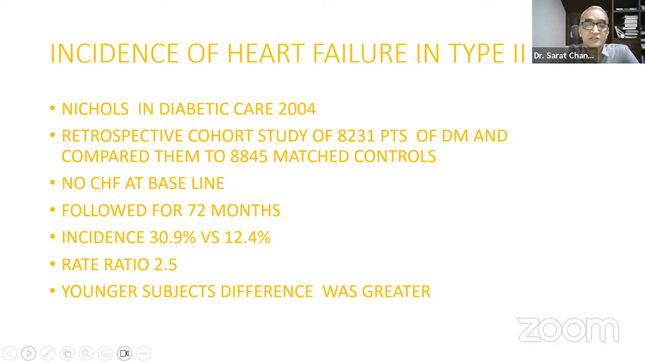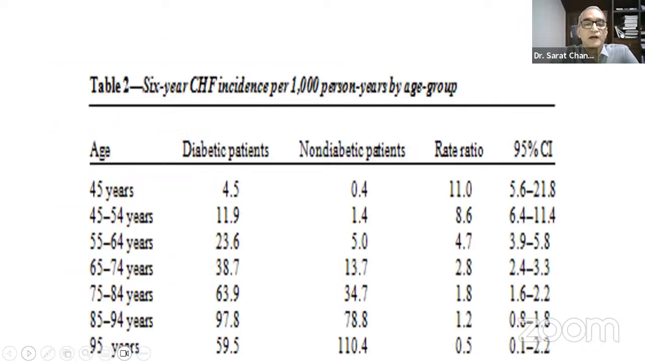Among younger subjects, the difference was greater. Now, that will be shown to you in this next slide. You can see this comparison of incidence at 45 years of age. You can see diabetics 4.5 versus non-diabetics 0.4. But as the age advances, you can see that among diabetics the heart failure incidence increases. Among non-diabetics also it increases, but it increases a little later. So diabetics tend to develop heart failure not only more frequently, they develop it at a significantly younger point of time.